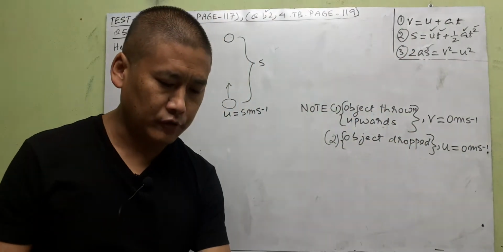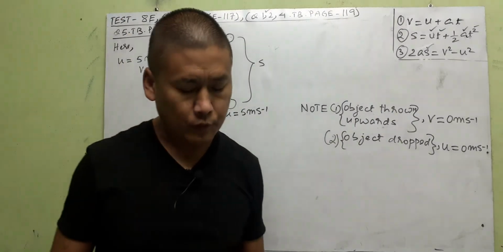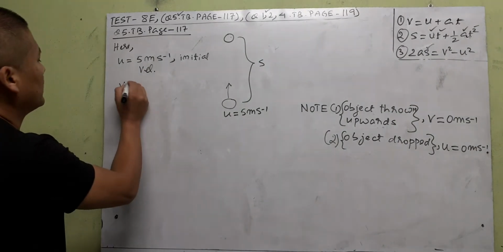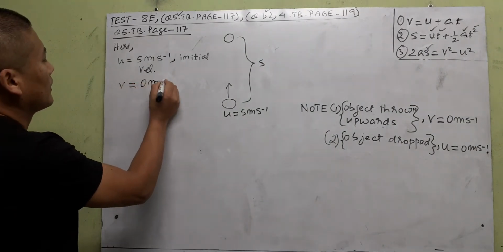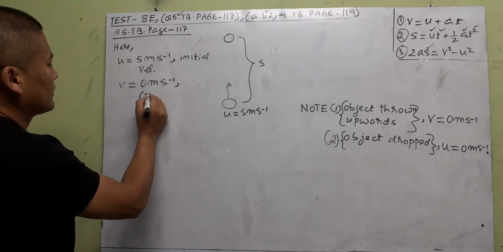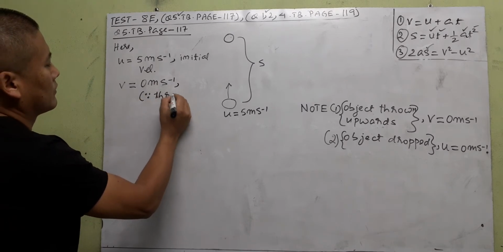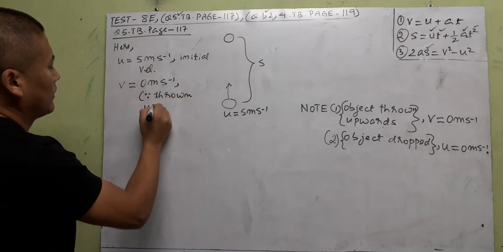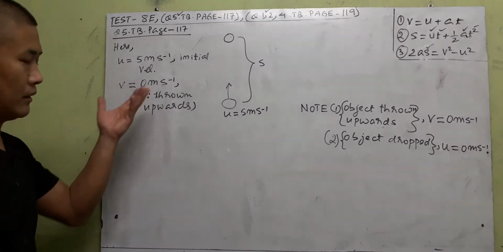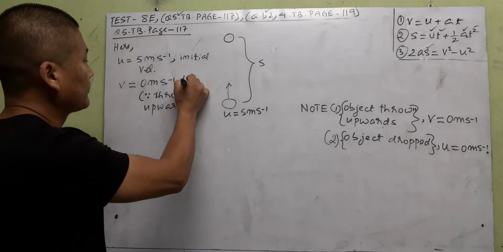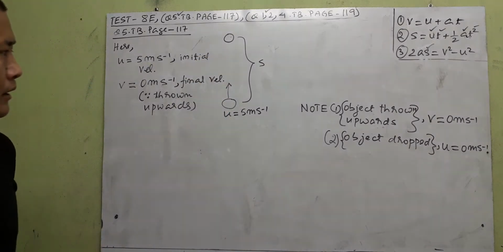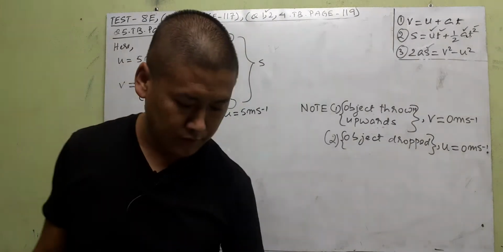Now in our question here, it's very clear that the object was thrown upward. So its final velocity v will therefore be 0 meter per second, since it was thrown upwards. Okay, so this is the final velocity. Now let us continue to read the question.